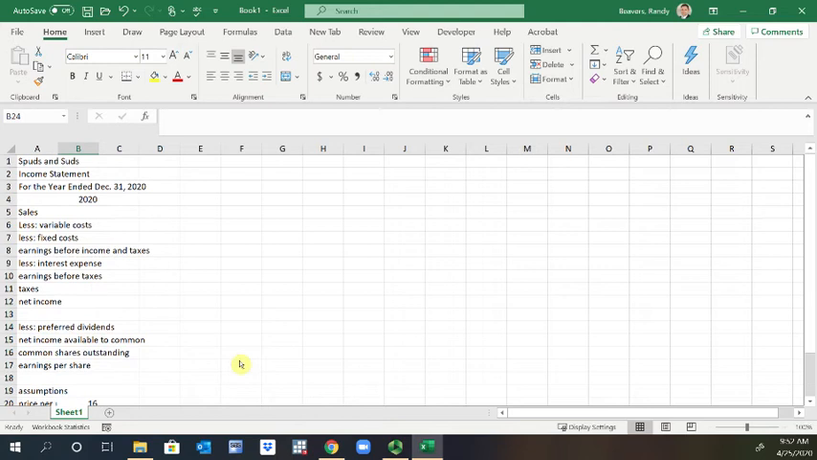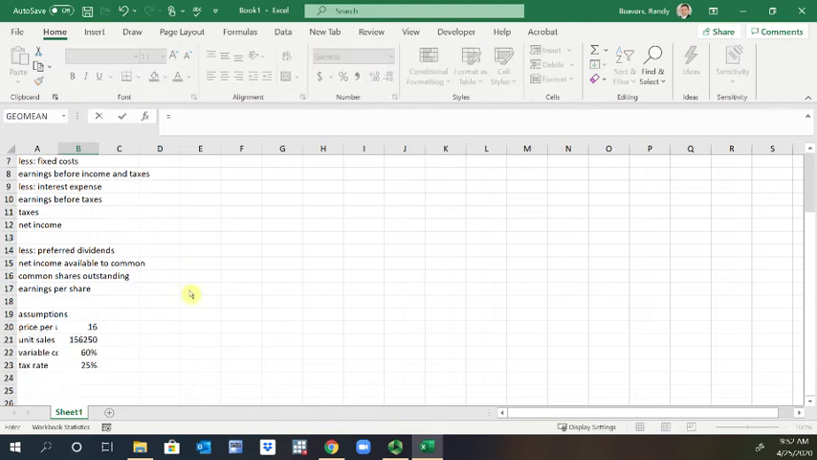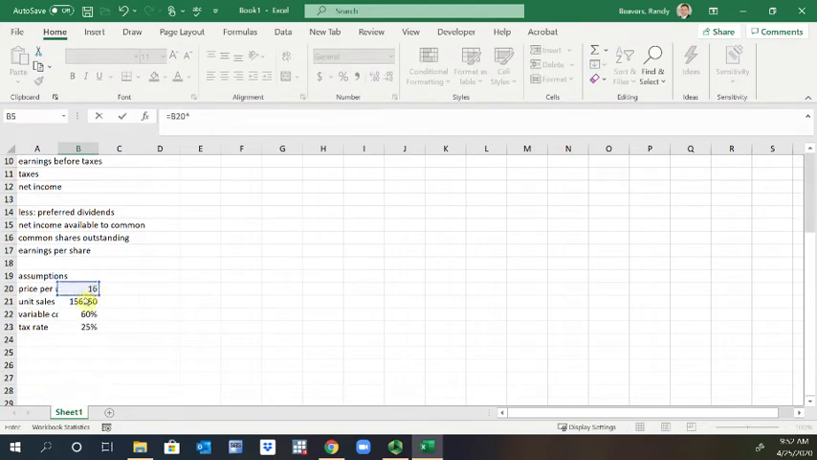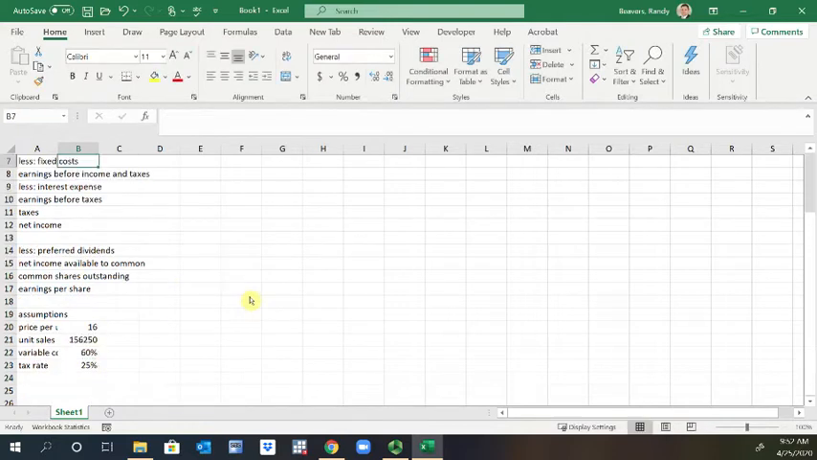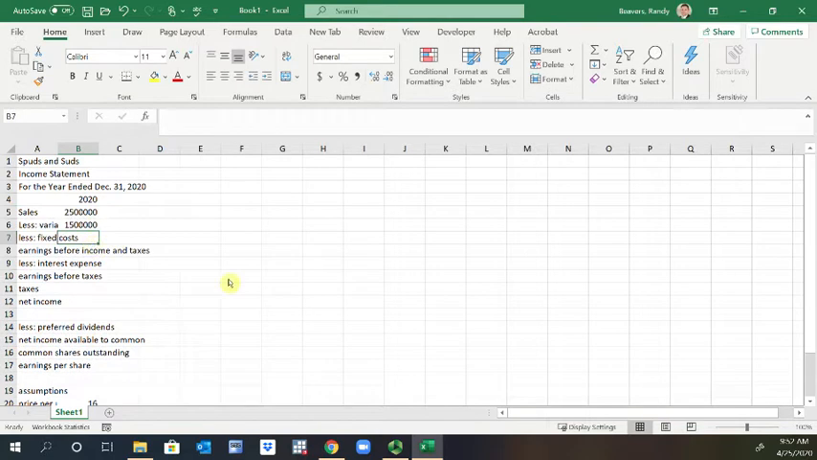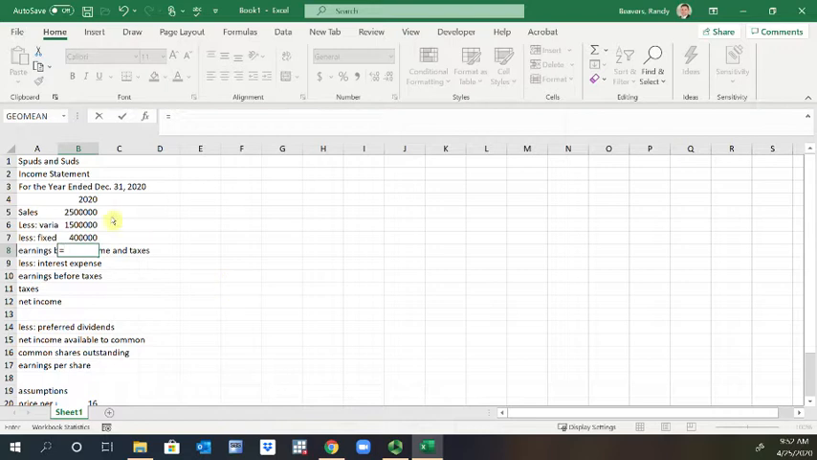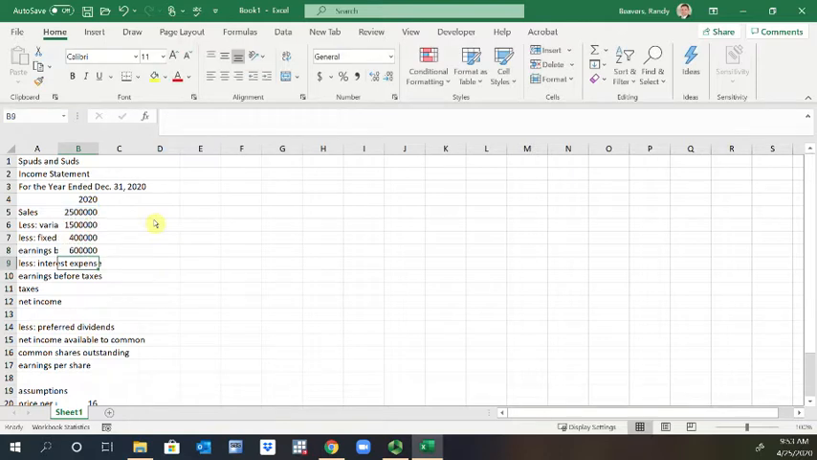Okay, so now going back up to the top, our sales are equal to the price per unit times the number of units. So you should get 2.5 million, less variable cost. That'll be our sales multiplied by the 60%. So 1.5 million. We'll have fixed costs of 400,000. So earnings before interest and taxes will be equal to sales minus the total cost. In this example, we're going to say we have interest expense of 100,000. So we'll take that difference.